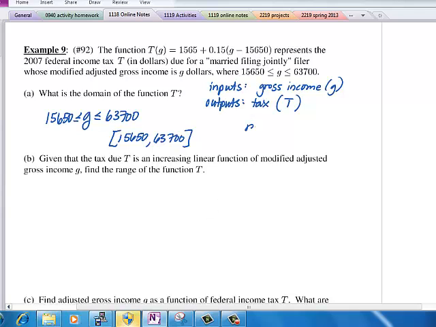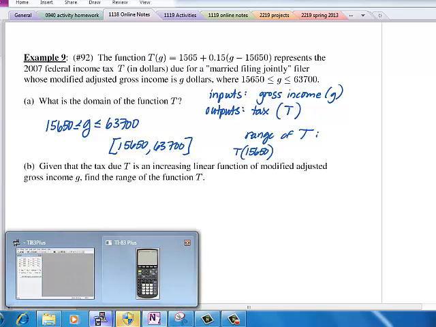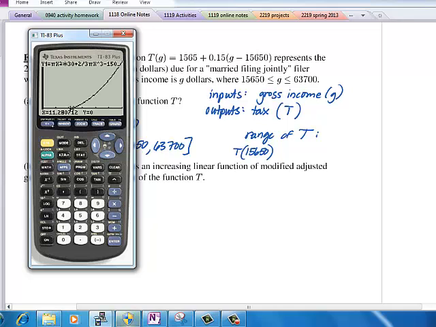And then the range of t we can come back to later. Actually, let's just get that now. So it would be whatever the t value is at 15,650. Let's get a calculator here. So 1565 plus 0.15 times x minus 15,650.